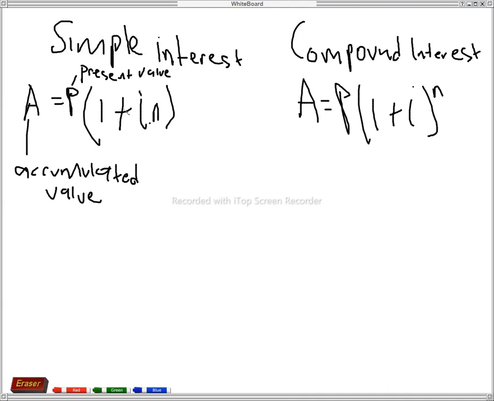I is our interest rate in decimals. We want this in decimals, you understand? Note that we need this in decimals.